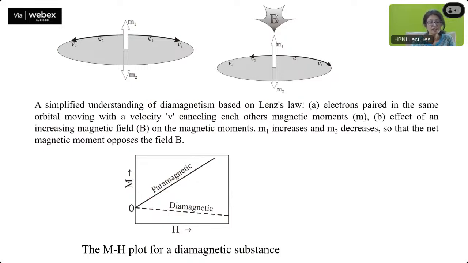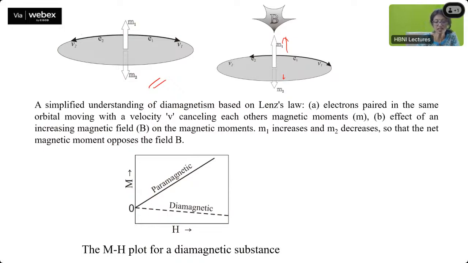So this is a simplified understanding of diamagnetism based on Lenz's law. In this figure A, the electrons paired in the same orbital move with a velocity v, and as you can see, they are cancelling each other. So M1 is cancelling M2. When a magnetic field B is applied, you see M1 is increasing, whereas M2 is decreasing.